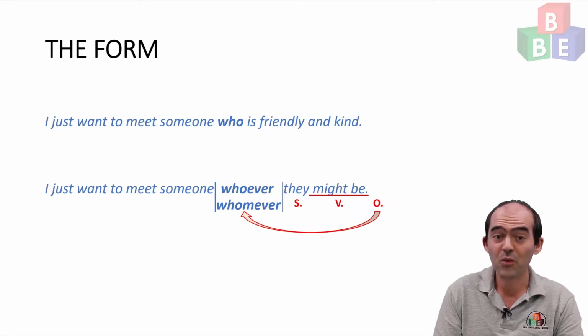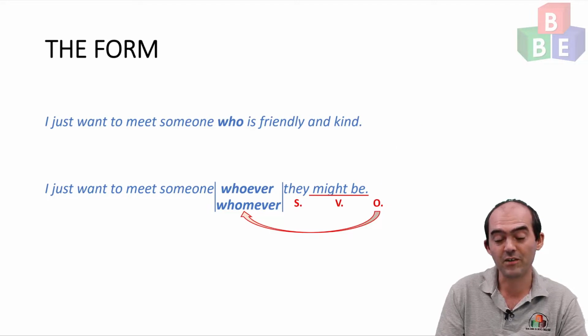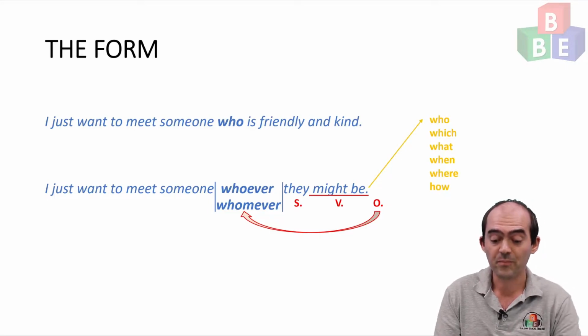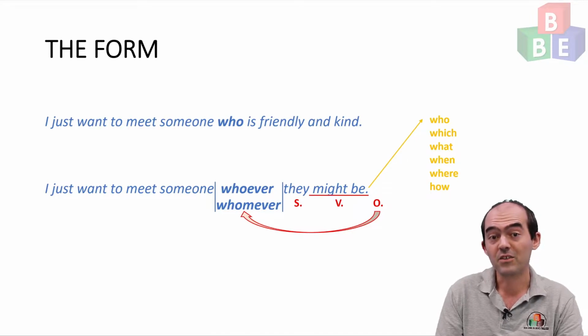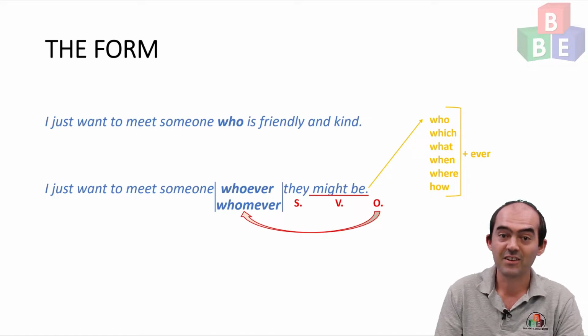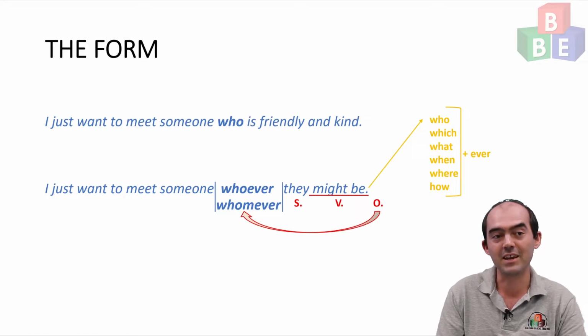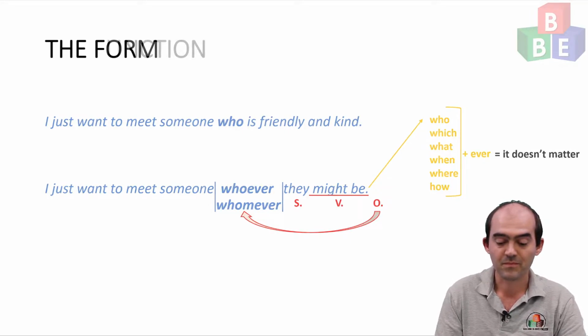We can also use other words related to relative pronouns. And our relative pronouns, remember, are who, which, when, where, but. We can also use other words like what and how. And then add ever afterwards to create this same kind of meaning for other things. Let's look at some examples.